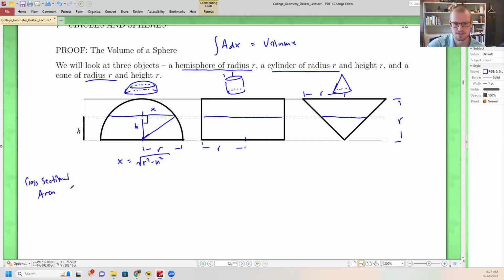Cross-sectional area. The cross-sectional area of this circle is pi r squared, so area is equal to, and actually we use a fancy looking A, if I can draw that. There we go. Okay. So area here, of course, is pi r squared, R being the radius of our circle. So x squared, and x squared here is the square root of r squared minus h squared, being squared.